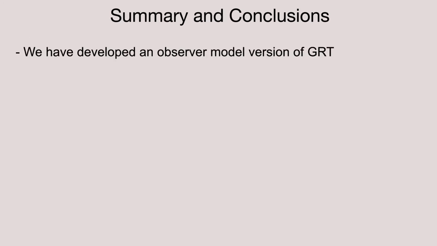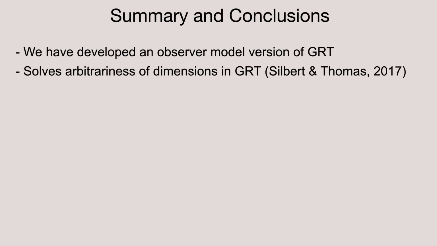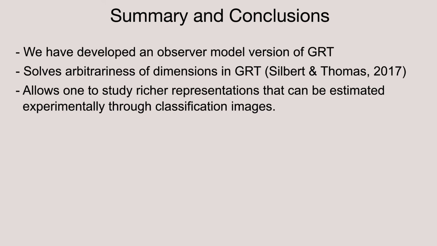In conclusion, in this project we have developed an observer model version of general recognition theory. This theoretical development solves 2 important problems with traditional GRT models. First, it embeds GRT representations within a higher dimensional stimulus representation so that GRT dimensions are non-arbitrary. Second, it allows us to study richer representations that can be estimated experimentally through classification image techniques.